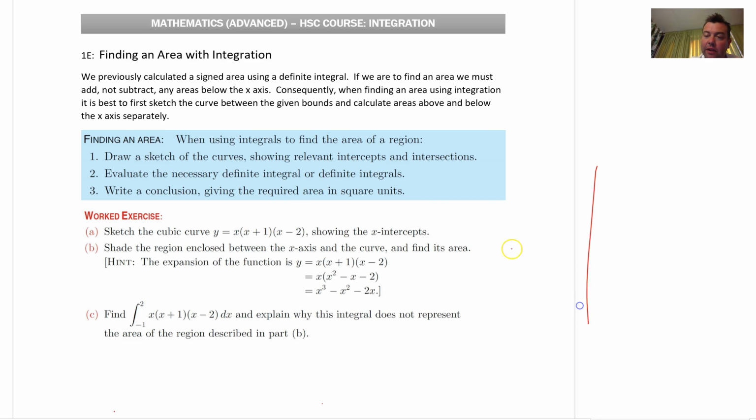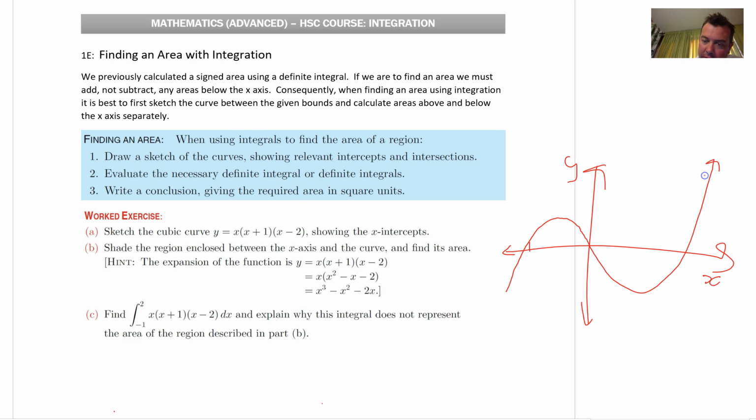Let's sketch that. Okay, it's a cubic, it has a positive cubed term. So at -1, in fact that's going to be in the way, isn't it? What I should really do is draw my curve first, and then put my intercepts on afterwards. -1 there and 2 there. So those are my intercepts. That's the first part done.